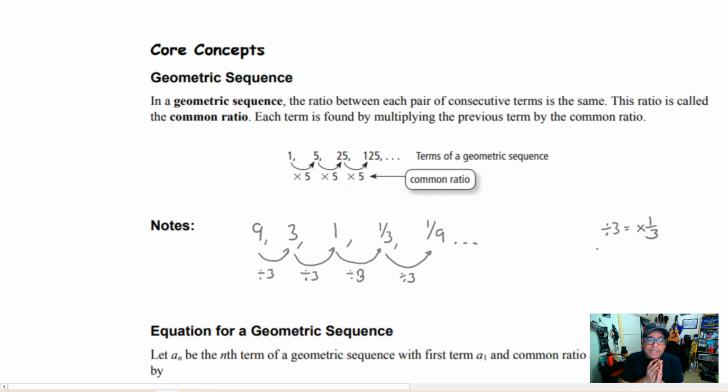But remember, divide by 3 is the same thing as multiply by 1/3. That's why we practice this all throughout our algebra. So we can actually express this sequence as a sequence of multiplication by 1/3 instead of a divide by 3. And that tells me that the common ratio is 1/3. Now the common ratio is always the multiplication. It's not the division. It's always a multiplication thing.